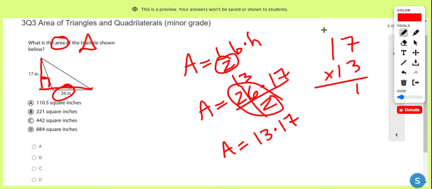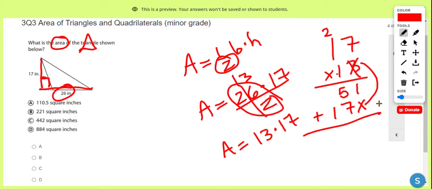3 times 7 is 21. 3 times 1 is 3 plus 2 is 5. Cross that out. Cross this out. 7 and 1. I'm going to add that up.